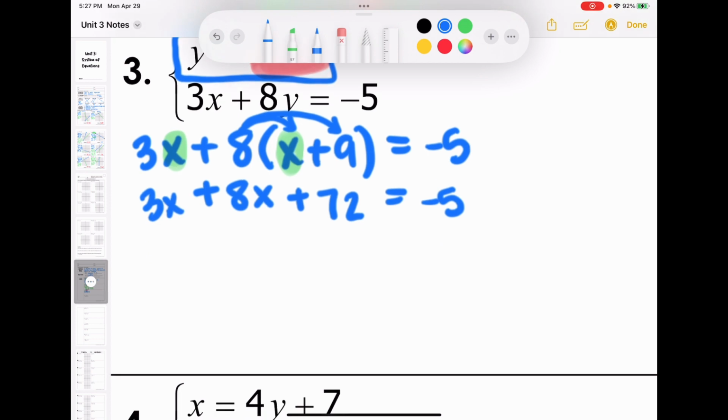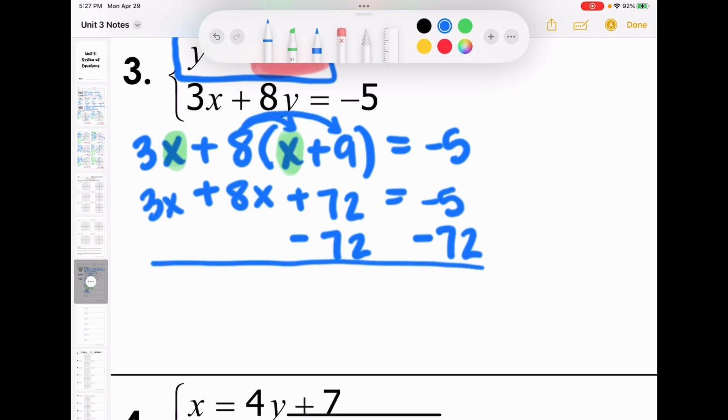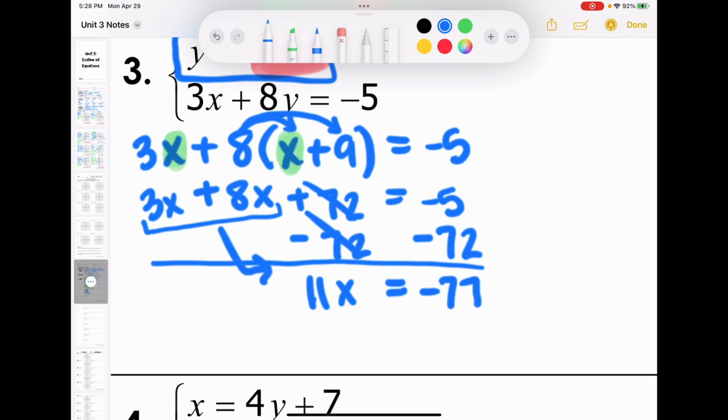All right, remember, we want all of our letters on the left side and all of our regular numbers on the right side. So I need to move this positive 72 to the other side. So I'm going to subtract 72 from both sides. So that actually gives me negative 77. And then 3x plus 8x, we can combine and make that 11x. Now I'm going to divide both sides by 11, and x is going to equal negative 7.